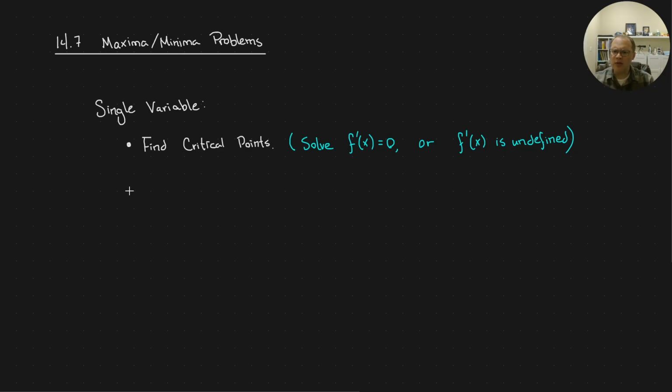Once we find those critical points, we need to determine which of them are local maxima, which of them are local minima. So we test them. And we have two tests: the first derivative test and the second derivative test.